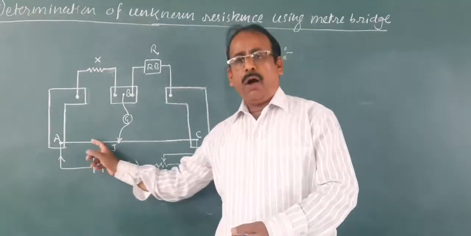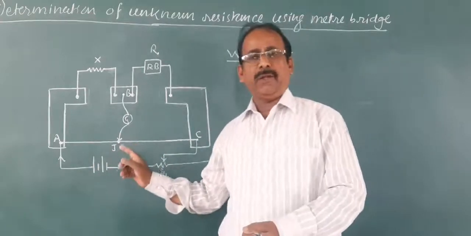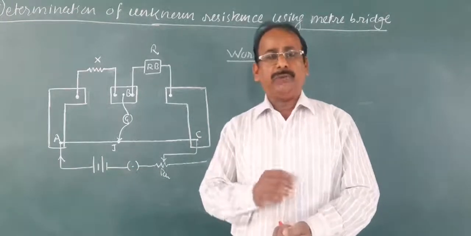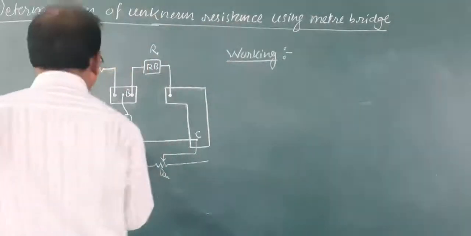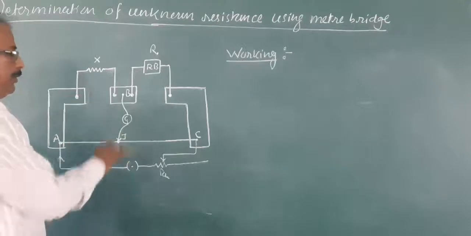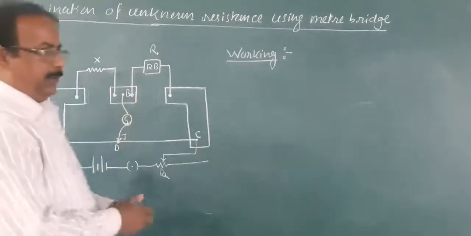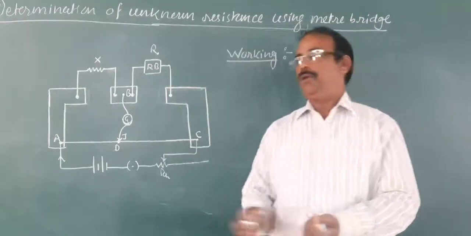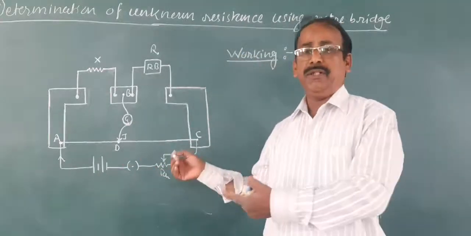By moving the jockey along this wire, by making the contact of jockey with different points of wire, find out such a point D on that wire for which galvanometer shows zero deflection. When galvanometer shows zero deflection, we say that this bridge is balanced.